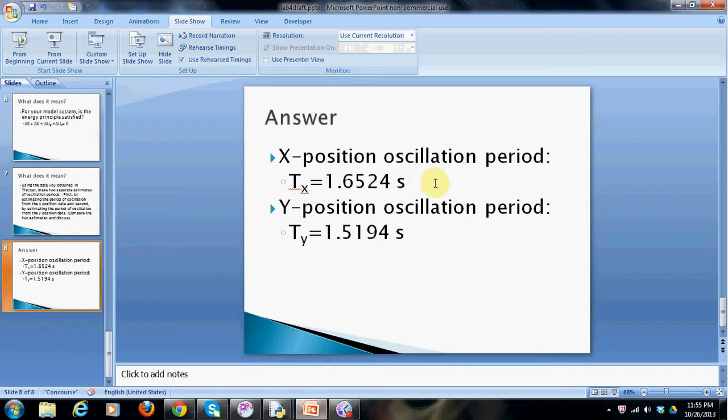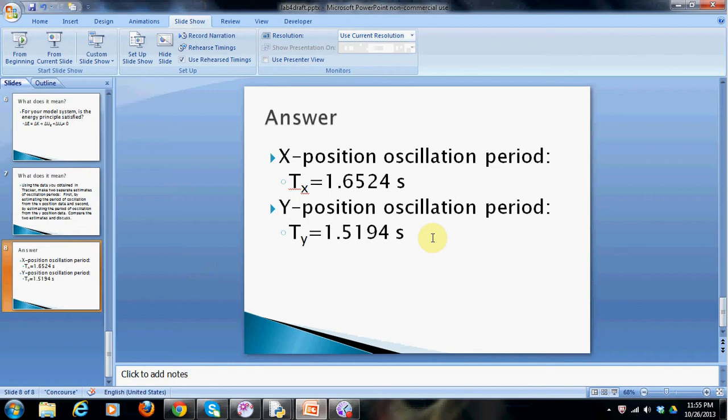Okay, so the X position oscillation period I found to be 1.6524 seconds, and the Y position oscillation period, which I stated earlier, was found to be 1.5194 seconds. This greater value means the ball moves in the same X direction for a longer duration of time than it does in the same Y direction.